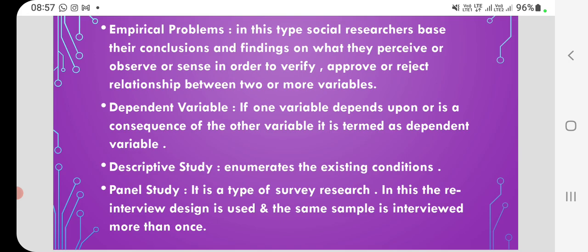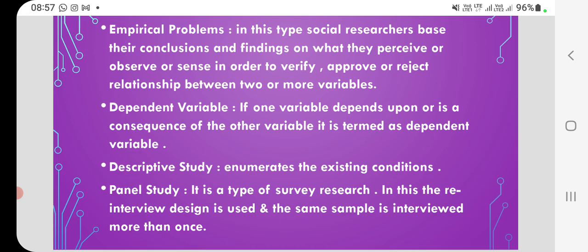Then is dependent variable. If one variable depends upon or is a consequence of the other variable, it is termed as dependent variable. For example, as the age increases, so does the weight of a person. So, weight is dependent upon the age. Therefore, weight is a dependent variable and age is an independent variable.